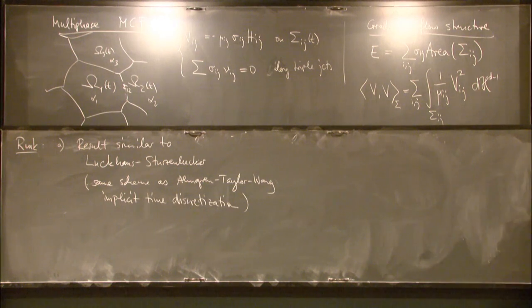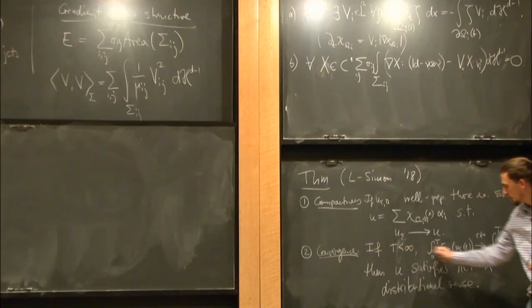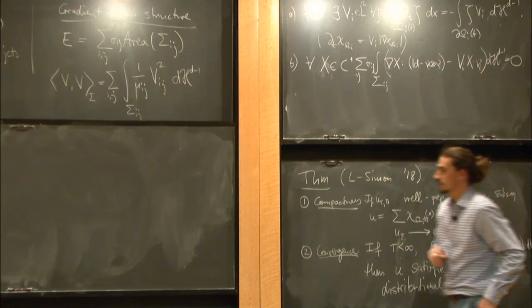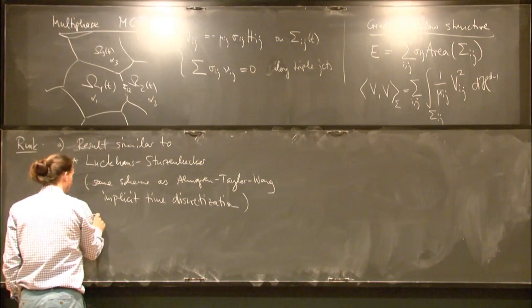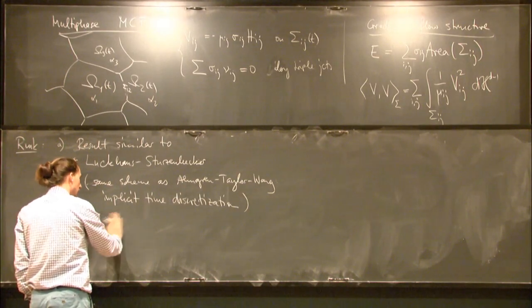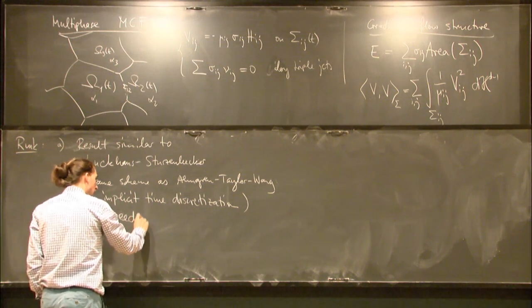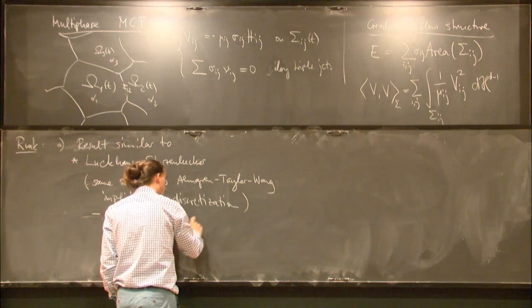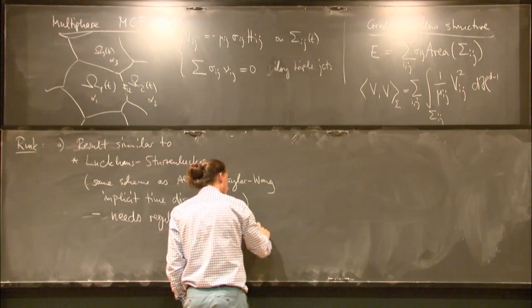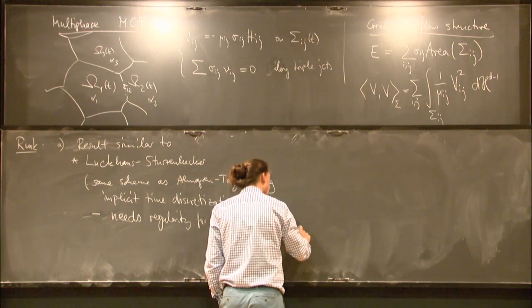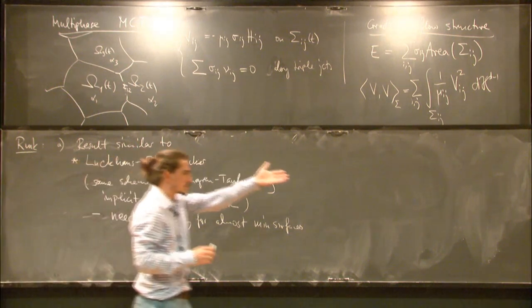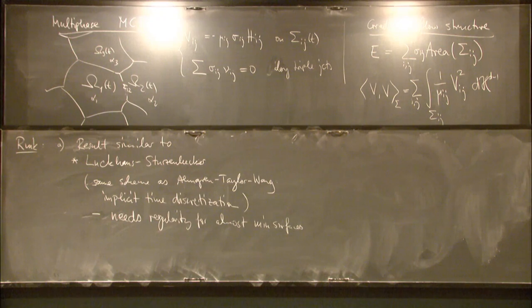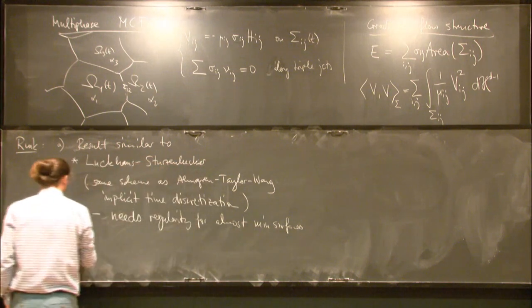So the result is somehow really the same. OK, you have some compactness. But the interesting thing is, if you know that the energies converge, then you can verify this equation. Here the proof needs regularity theory for almost minimal surfaces. It's not as simple as our proof, because this is definitely easier, but it's a very nice and robust proof that we have here.